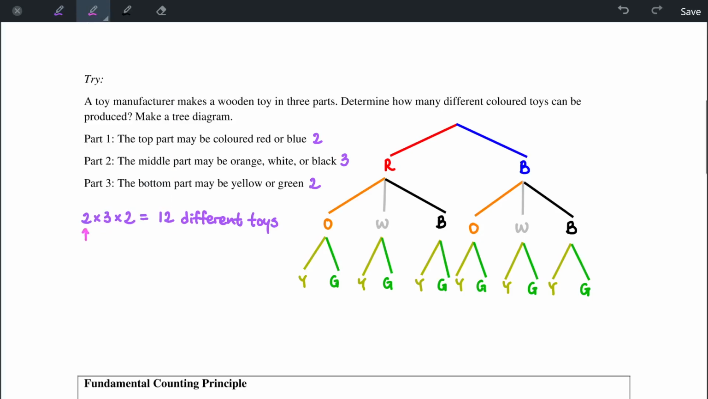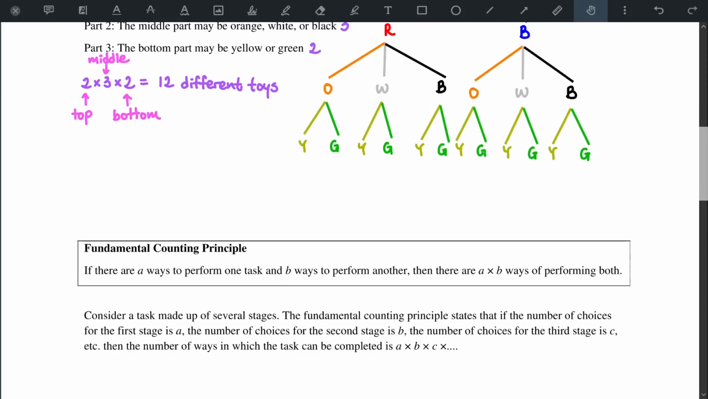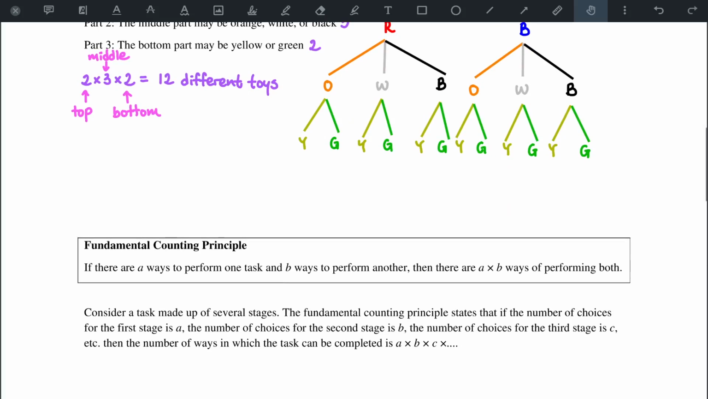Again, this is the top part, so red or blue. Second, we have the middle part, so orange, white, or black. And finally, the bottom part could be yellow or green. So the fact that we can simply multiply the choices together to get the total number of possibilities is called the fundamental counting principle, which is listed right here. If there are A ways to perform one task and B ways to perform another task, then there are A times B ways to performing both. And of course, if there are additional tasks, then we just multiply third and fourth number and so forth.